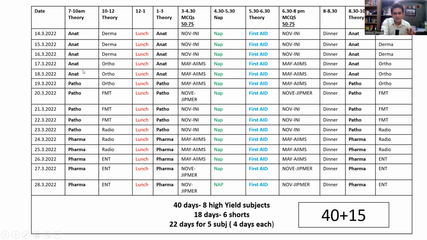As I say, always start your revision with a subject which is high yield but weak, where you feel that you are very weak. For example, if I feel anatomy comes in our high yield but it's weak, then I start with anatomy.